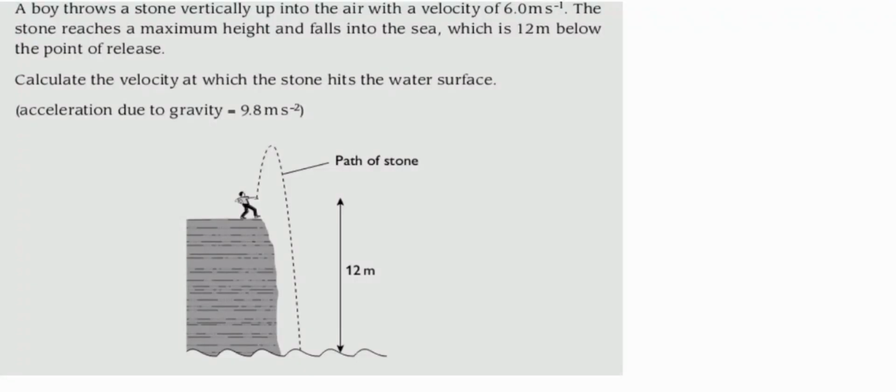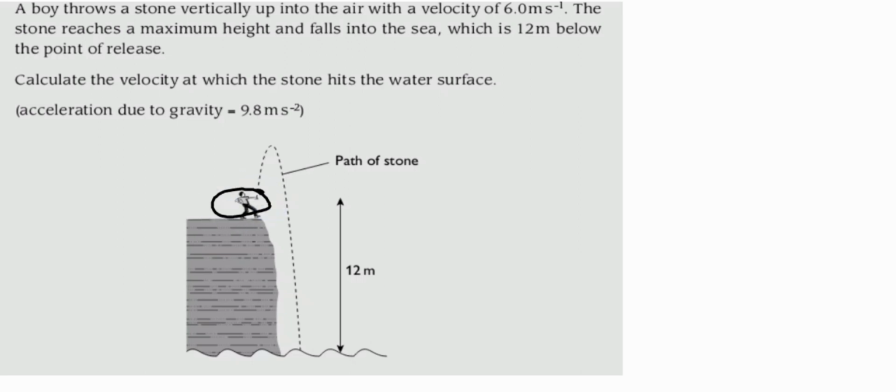Right, so I have this question which is coming from projectile motion or free fall motion. It says a boy throws a stone vertically up into the air with a velocity of 6.0 meters per second. The stone reaches a maximum height and falls into the sea, which is 12 meters below the point of release. Calculate the velocity at which the stone hits the water surface. Take acceleration due to gravity to be 9.8 meters per second squared.